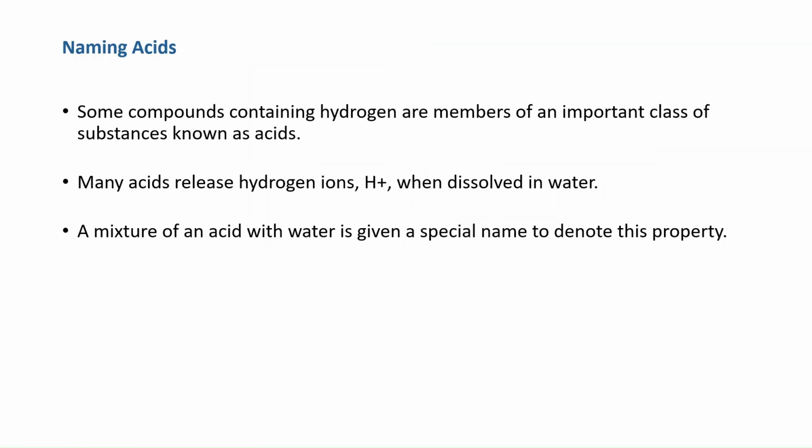The last thing we're going to do is name acids. Okay? Like I said, this is not a lesson on acids. These are compounds that when you dissolve them in water, they release hydrogen ions. So we are going to change the name to indicate that property. For instance, you can have hydrogen chloride. Okay? This is a gas. But when you dissolve it in water, in an aqueous solution, it becomes an acid and has a different name.